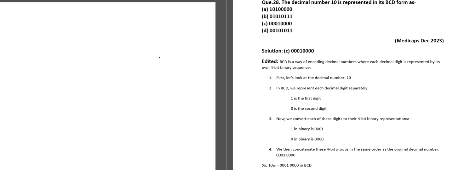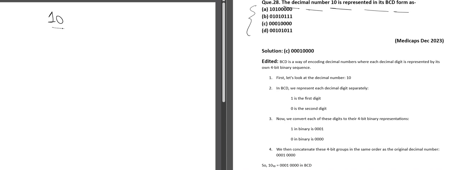Viewers, in this question we are asked: the decimal number 10 is represented in its BCD form as, and these are the four options which are given to us. The decimal number which is given to us is 10, right? So we need to convert this decimal number 10 into its BCD format.